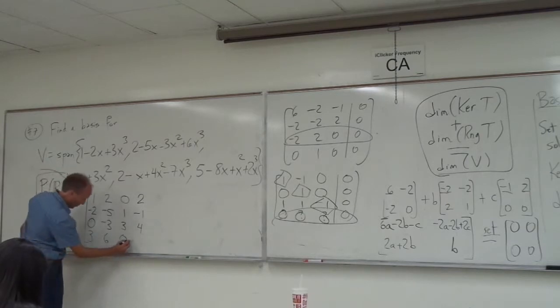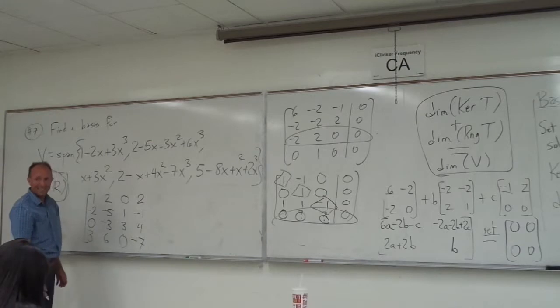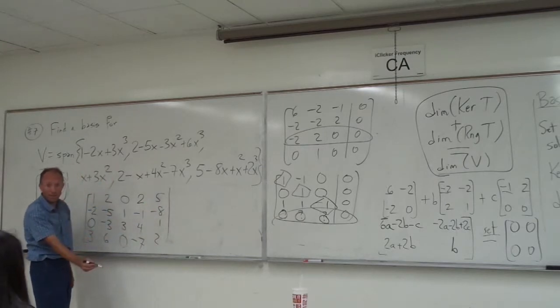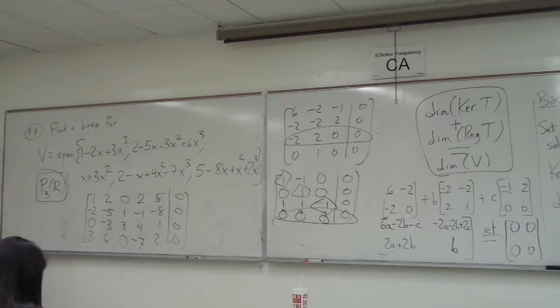You're doing a good job. Anybody else want to give Megan a break? 5, -8, 1 and 2. Got it, perfect. And we augment with all zeros, beautiful. So we do put all zeros there. Wow, that is the matrix.